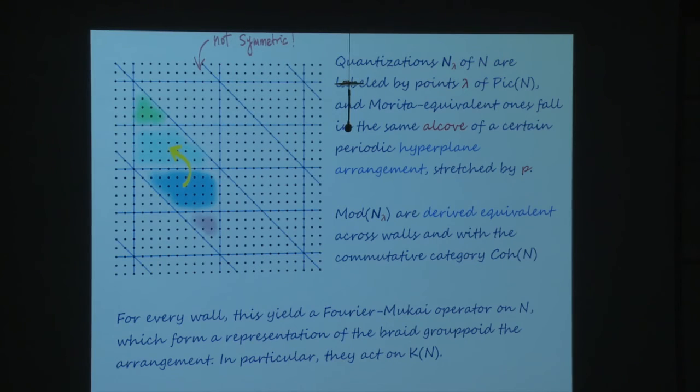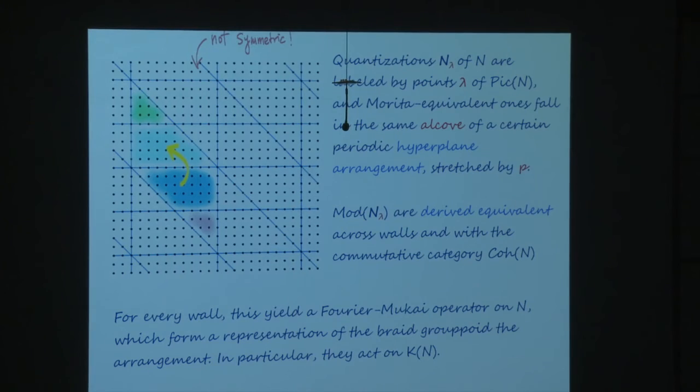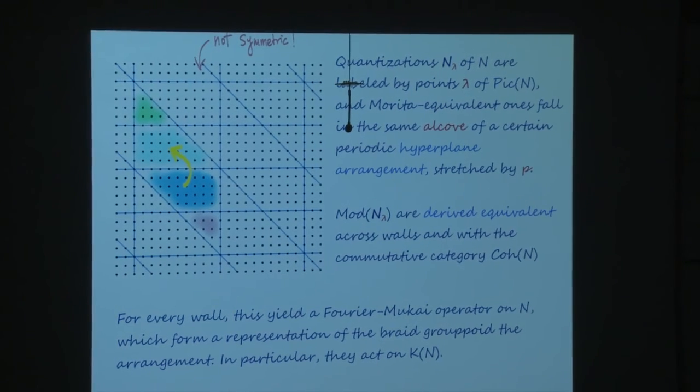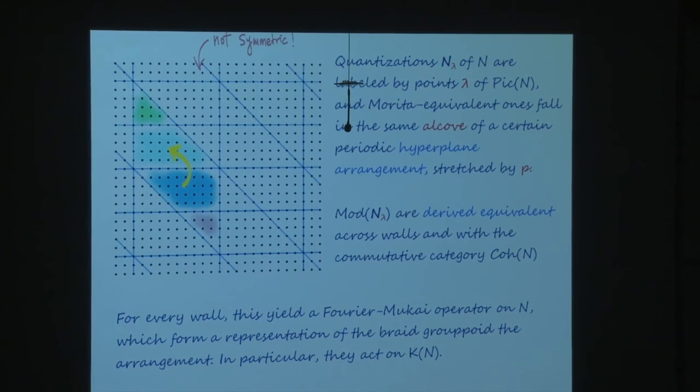This arrangement has the property that the actual quantizations correspond to the dots here, and the ones in the same alcove of this arrangement turn out to be Morita equivalent. In fact, there's a functor from modules over one dot to modules over the next dot, and that functor is an equivalence of categories as long as I don't cross a wall of this arrangement.